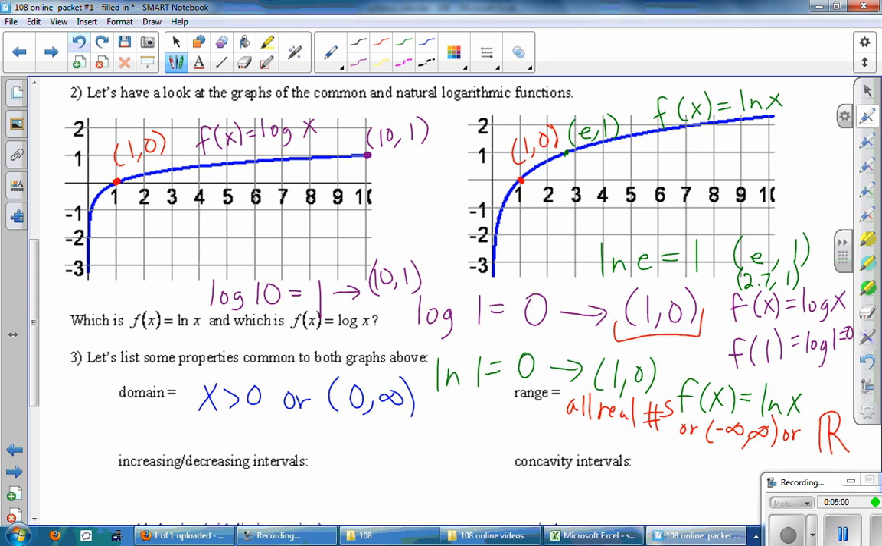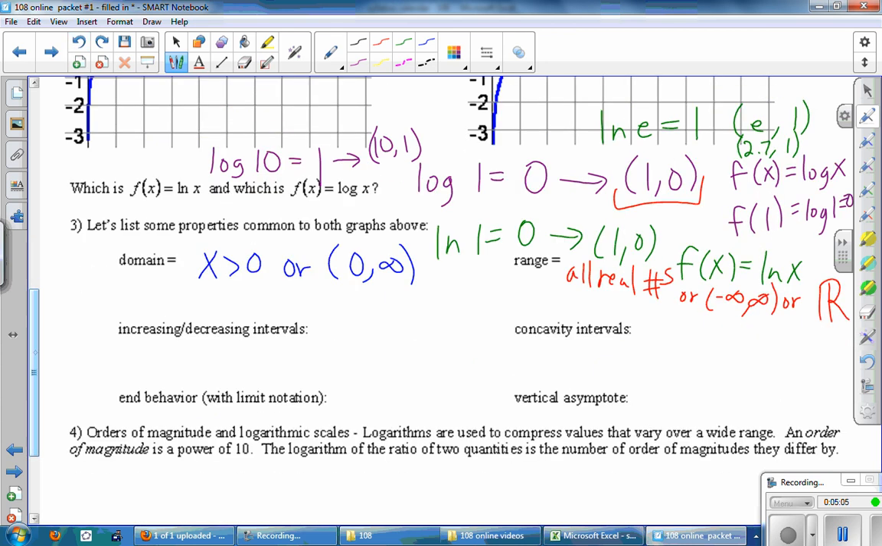Well, these functions are both doing the same thing the whole time. Are they always increasing or always decreasing? They are always increasing on their domain anyway.